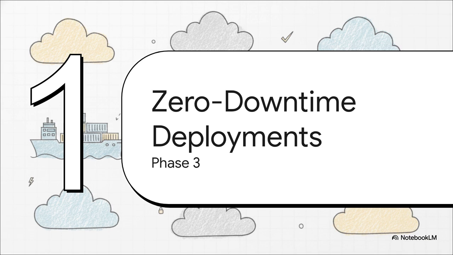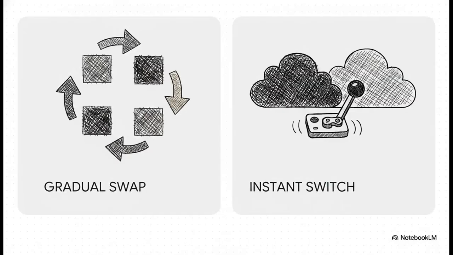Which brings us to Phase 3, zero-downtime deployments. In the old days, pushing a new version of an app meant putting up one of those maintenance pages and just crossing your fingers. But in Kubernetes, releasing a new feature shouldn't drop a single user connection.